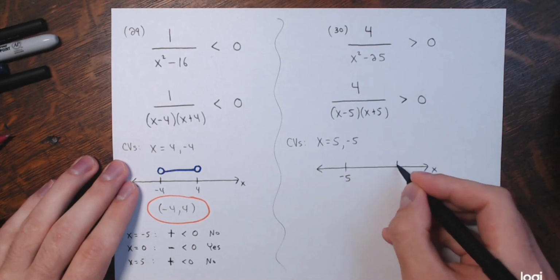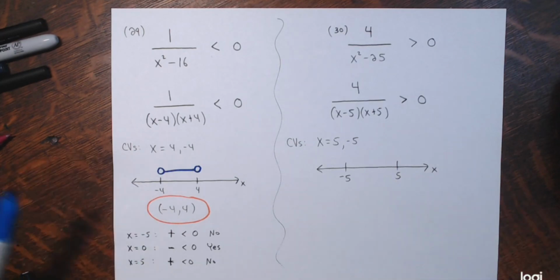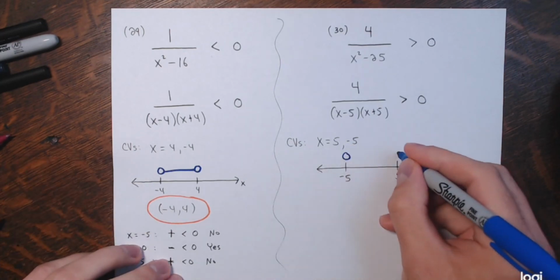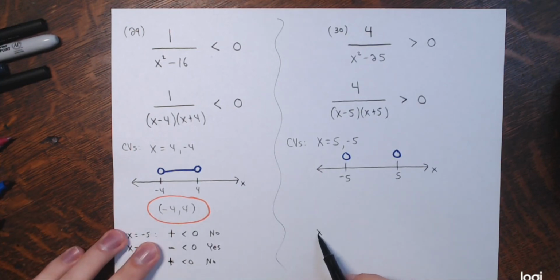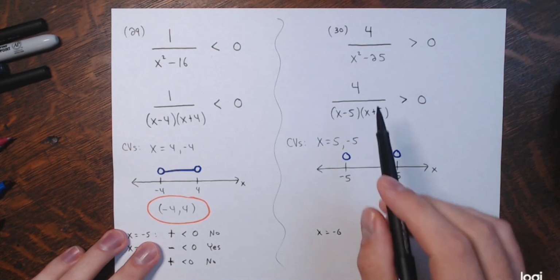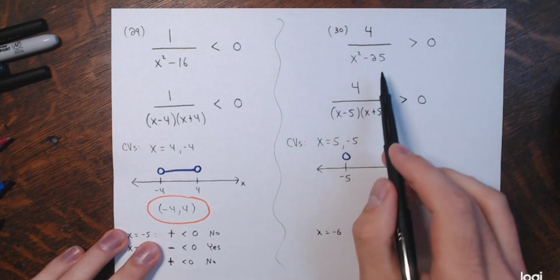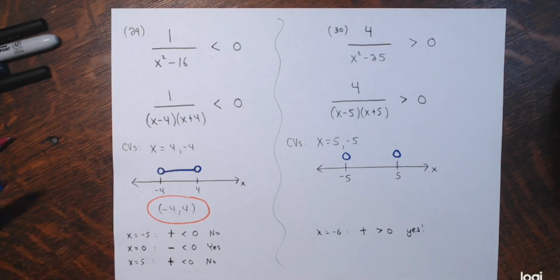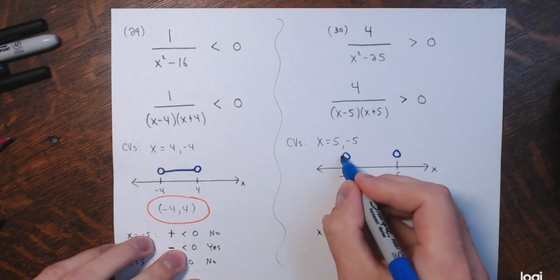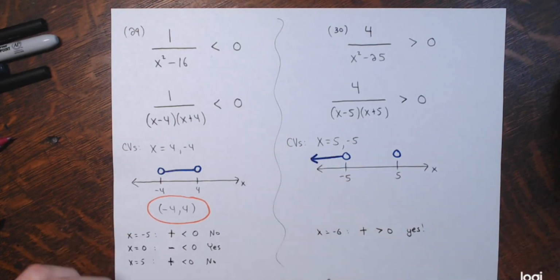Negative 5 is to the left of positive 5. Neither one of those would be a solution, so open points over both, because they make the denominator 0. And then I test some values. To the left of negative 5, how about negative 6? You'd have a positive numerator, positive denominator, because it's a negative times a negative. So there's a positive number on the left. Is that greater than 0? Yeah. Positive numbers are greater than 0. So the numbers to the left of negative 5 are solutions.